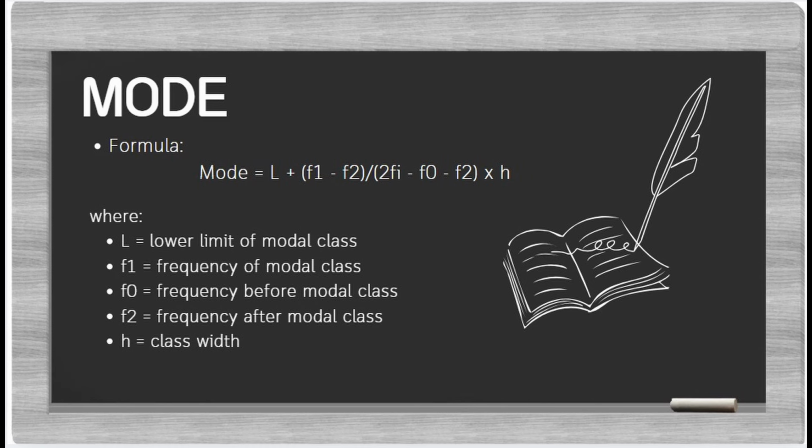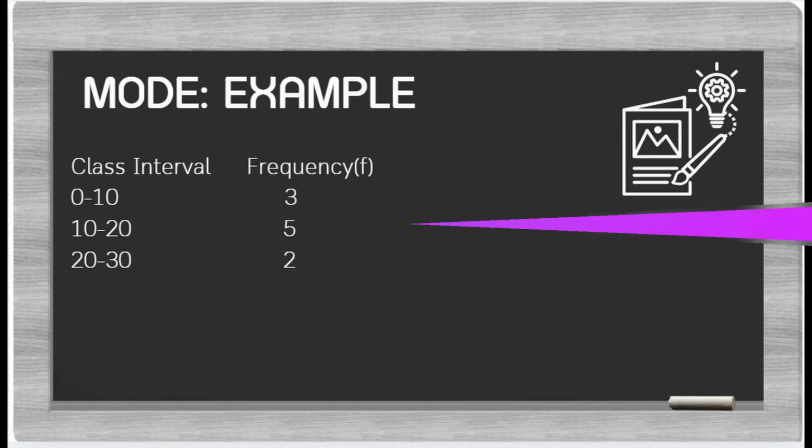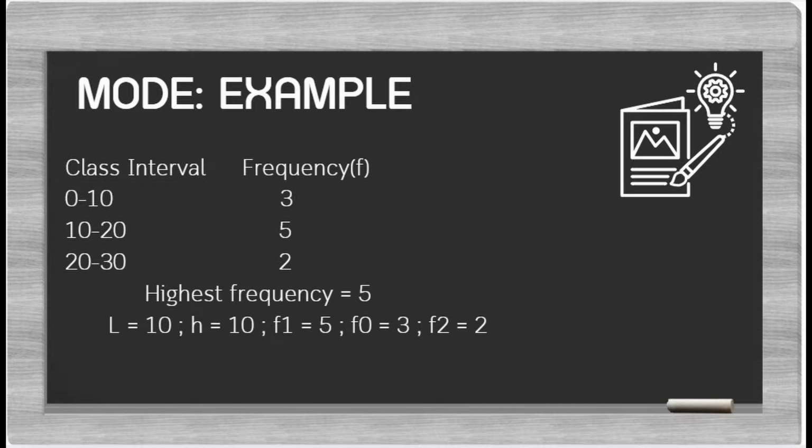Terms in this formula. L, the lower limit of the modal class, the group with the highest frequency. F1, the frequency of the modal class. F0, the frequency of the class before the modal class. F2, the frequency of the class after the modal class. H, the class width.